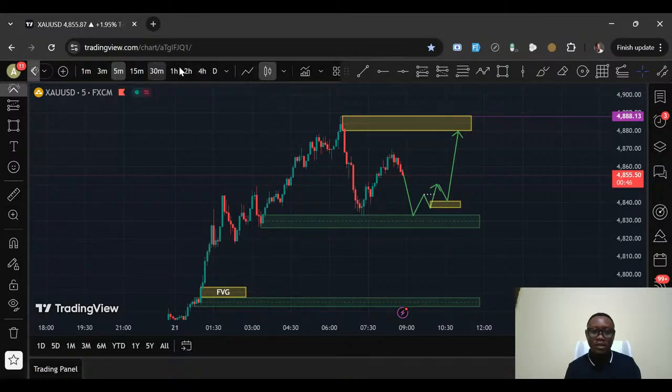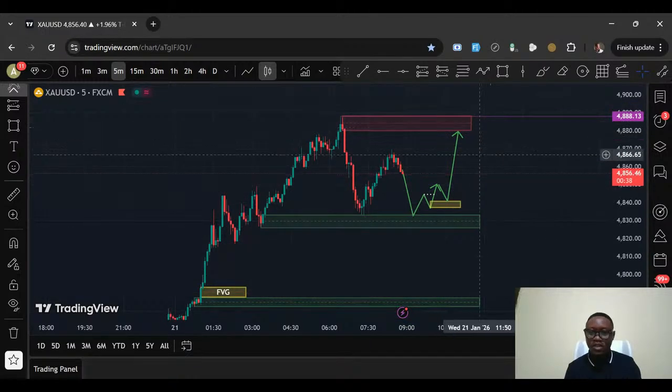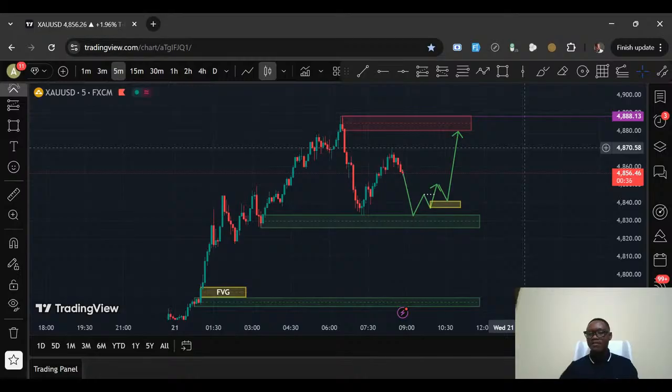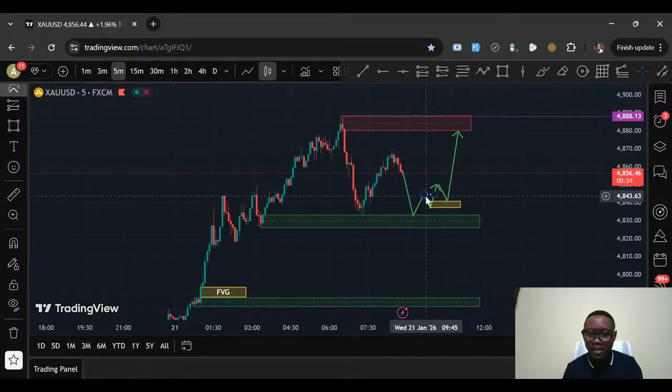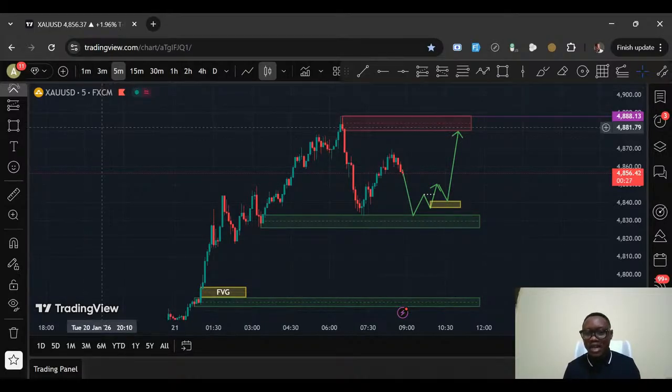Okay, but then for this I used this to indicate the supply zone, right? So this is where you want to take your profit after you've identified a market shift on the 3 minute time frame and sometimes on the 1 minute time frame. Okay, that is a confirmation entry.